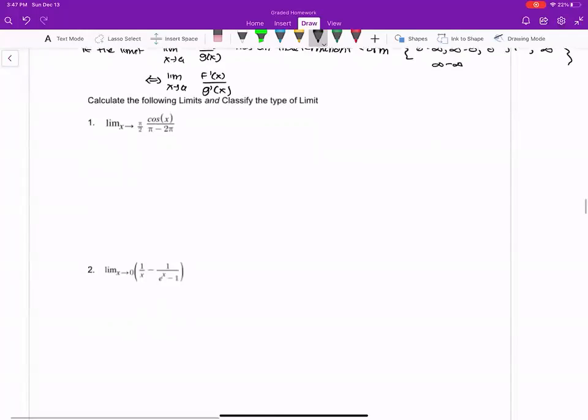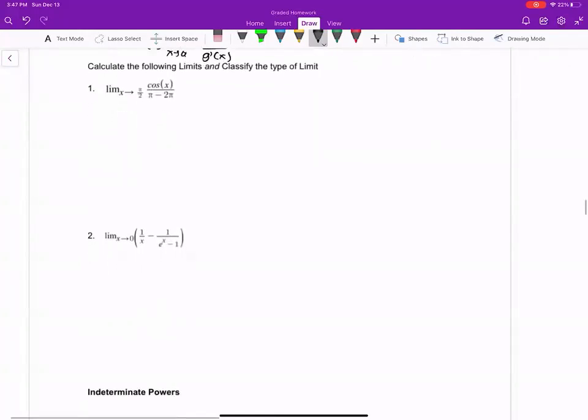So let's calculate two limits. Here, the limit of cosine of x over pi minus 2x as x approaches pi over 2. If you plugged in pi over 2, you'd notice that you'd get 0 over 0. And you know that this is an indeterminate form. Therefore, you can apply L'Hopital's rule.